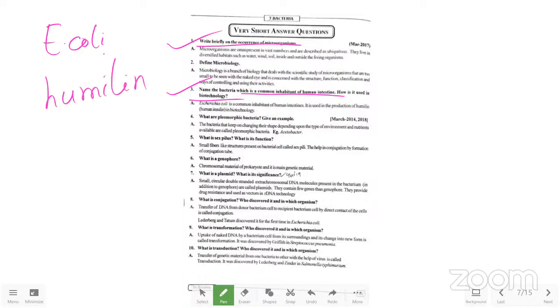Human insulin. To make the human insulin, we will use this E. coli plasmid DNA. Okay. And what are pleomorphic bacteria? Give an example. Pleomorphic bacteria means the bacteria which can change their shape and structure according to the outside environmental conditions. Example, Acetobacter.